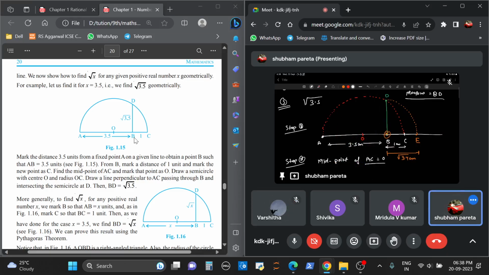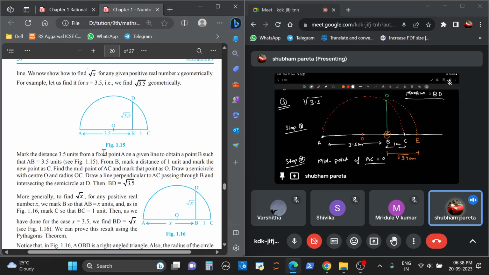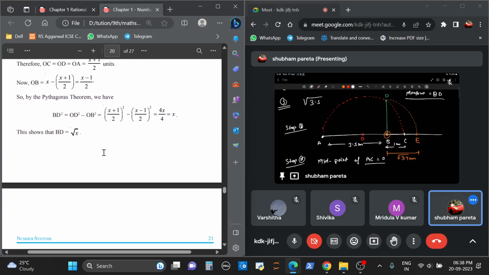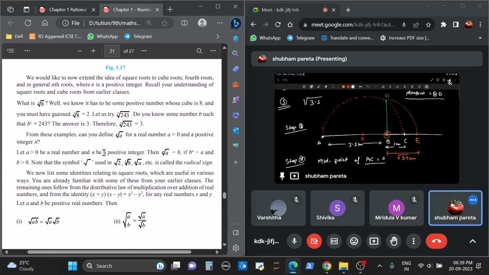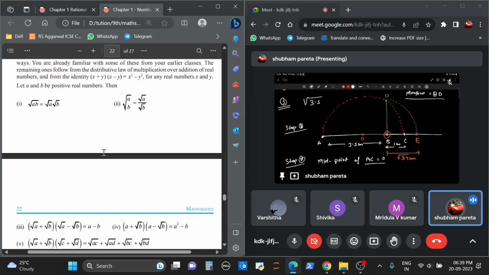Everyone is getting what is the procedure. What is the first step to do, then what is the next step, and so on. So this is how we are drawing the under root things, like under root 4, under root 4.1, under root 4.2, and so on a number line. So these are the certain procedures which we are following over here.